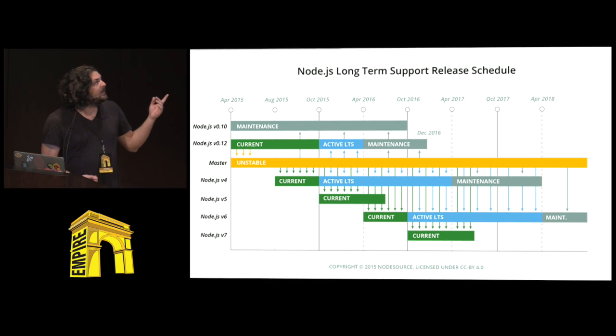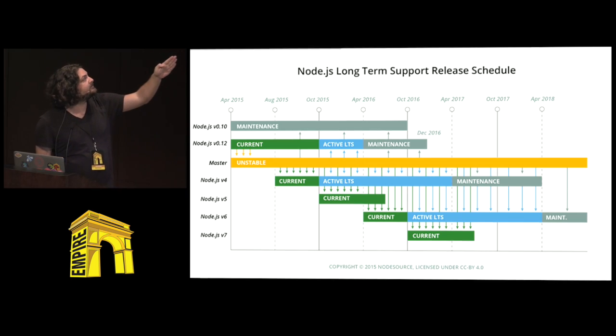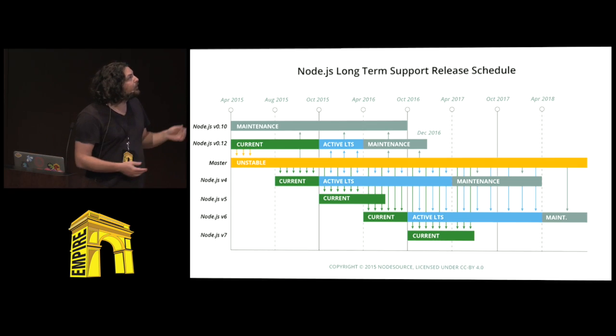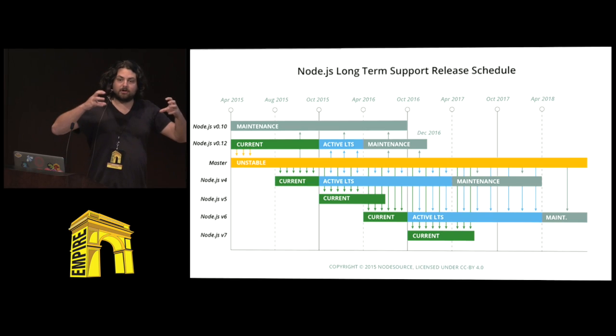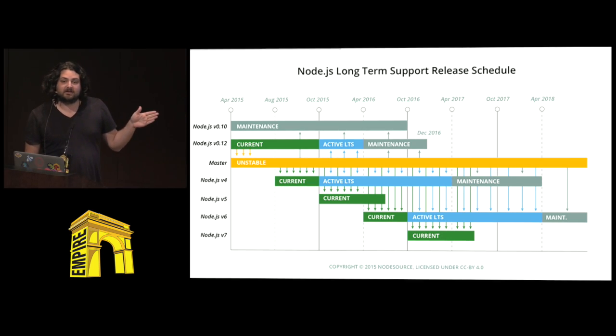So what you can see here is our LTS long-term support release schedule. V10 is in maintenance mode, and you can see that it will be in maintenance mode till about October of 2016. V12 is also in maintenance mode, and it's being end-of-lifed sometime between October and December. We have master, which is actively unstable. V4 was the current, it was the head, it was the most active release in April of 2015, and in October of 2015, it was changed into the LTS release line.